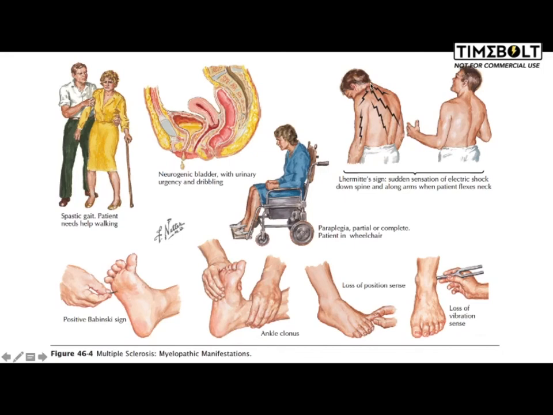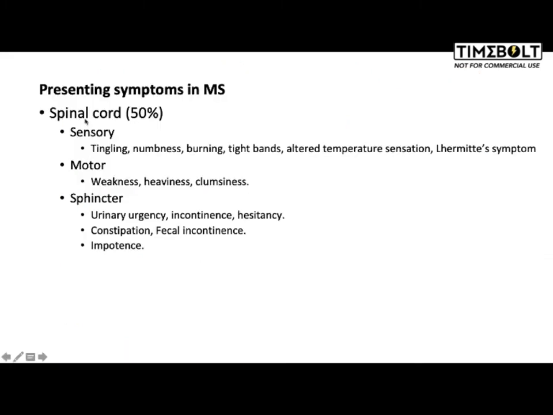If there is demyelination in the cervical area, then there will be Lhermitte sign, in which a sudden electric shock is felt when the patient flexes his neck. There will be fecal incontinence or constipation, urinary hesitancy, frequency, neurogenic bladder. So that is spinal cord involvement. Sensory symptoms are tingling, numbness, burning, tight bands, altered temperature sensation, and dysesthetic symptoms. Motor symptoms will be weakness, heaviness, clumsiness, sphincter deficiency, urinary incontinence, hesitancy, constipation or fecal incontinence, impotency.